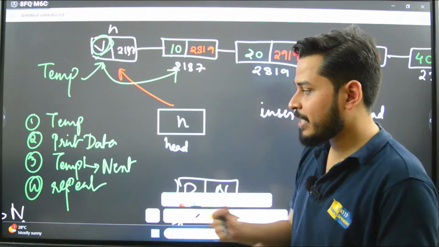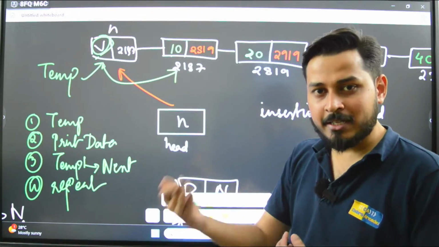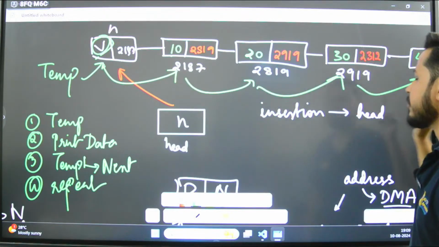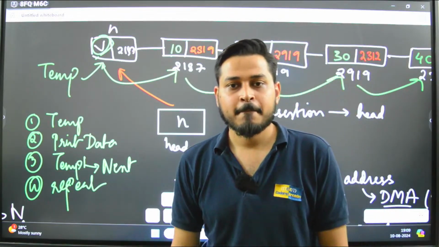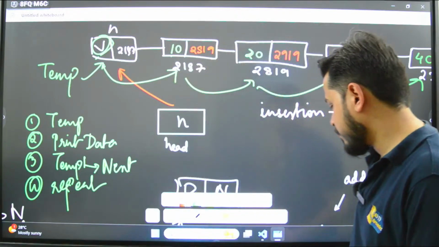Create the temp, print the data, go to the next. Repeat. Print the data, next. Repeat until the temp reaches the last node. Are you getting my point? So let's quickly write this function.